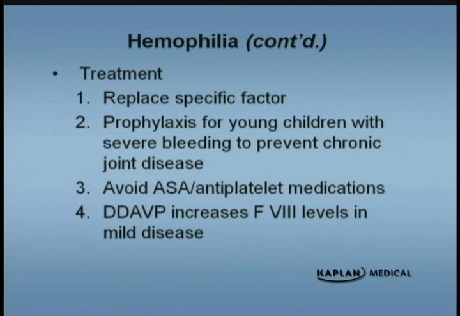The treatment of hemophilia is to replace the specific factor. So if you have factor 8 deficiency, you get factor 8 concentrate. If you have factor 9 deficiency, you get factor 9 concentrate. Children will sometimes receive prophylactic factor 9. They're more prone to have bleeds because they're always moving around, and so that is to help prevent those hemarthroses.